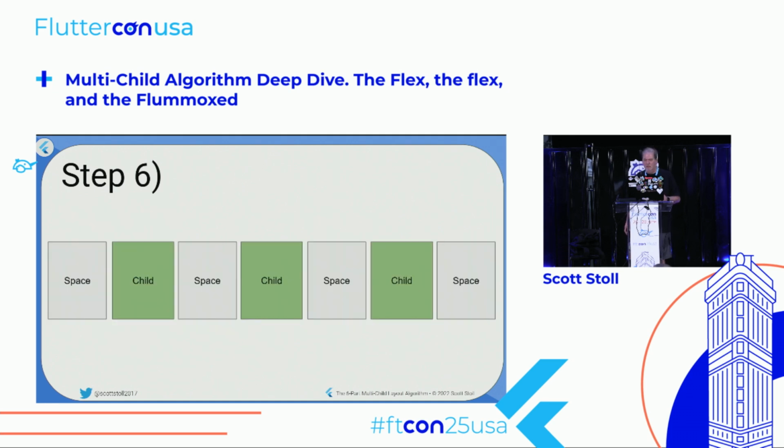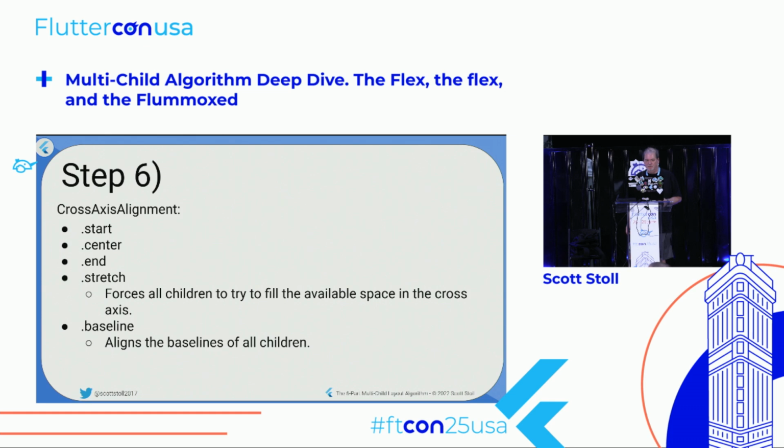All right? All those spaces are even. Pretty simple. Now let's take a look at the cross-axis alignment options. Start, center, and end. Once again, start in a row is going to be at the top always. However, in a column, again, we have a language setting that we need to worry about.